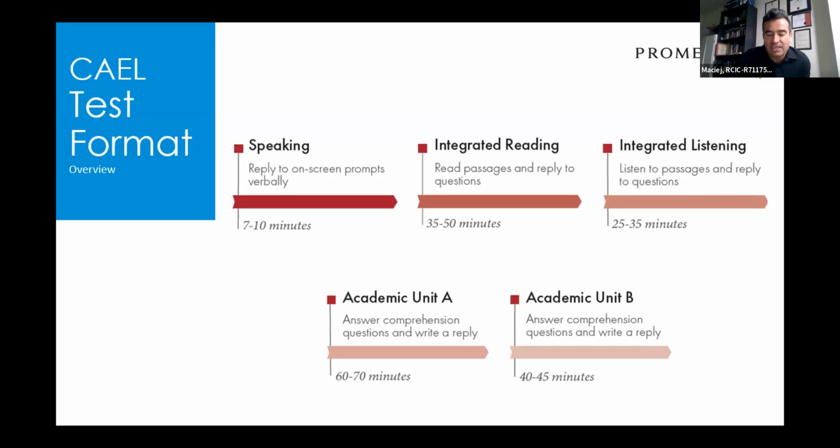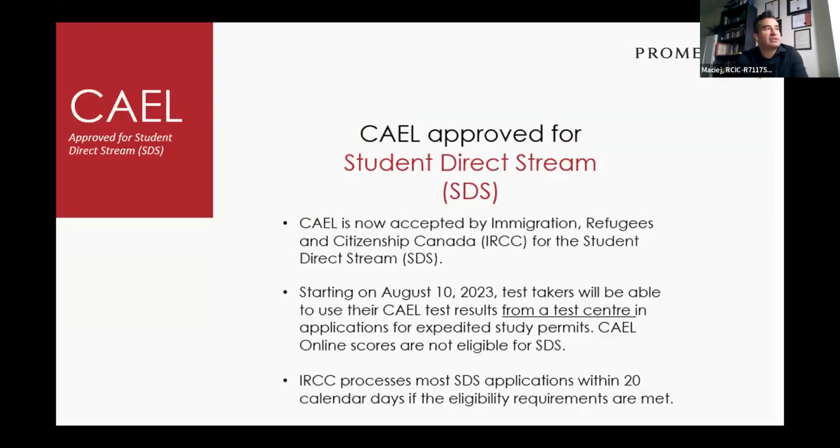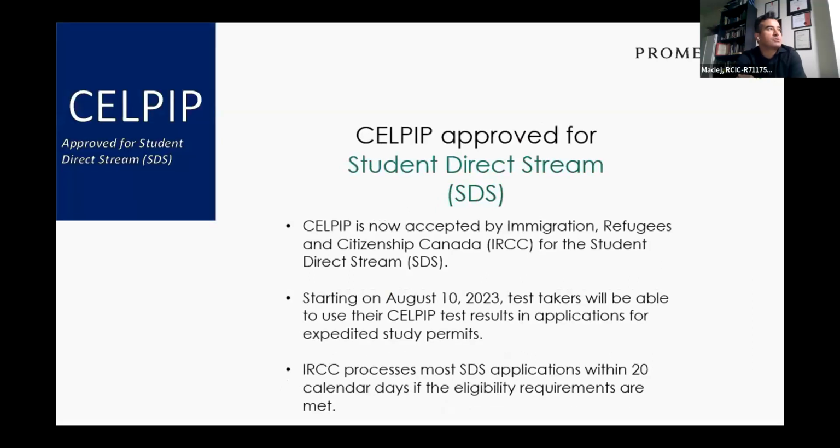Colleges will care less, but universities definitely will care about who they're accepting. So if you want to get into a difficult program, KIL just gives you a slightly different advantage. So if you have two students with the same skills and abilities, one did IELTS, one did KIL, universities might. And again, yes, KIL also is approved for the student direct stream, right? Just like CELPIP, right? So both of them can be accepted.